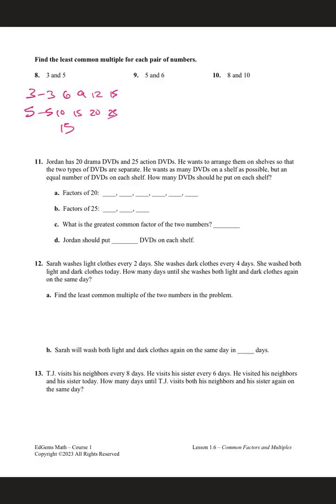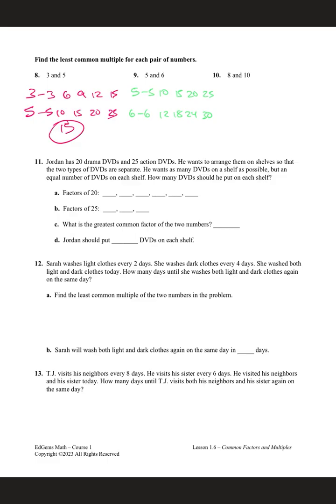So guess what the LCM is? 15. Let's go ahead and do this same thing for number 9. For number 9, we're going to list the first 5 multiples of 5. So 5, 10, 15, 20, 25. For 6, let's list the first 5 multiples. So we've got 6, 12, 18, 24, and 30.